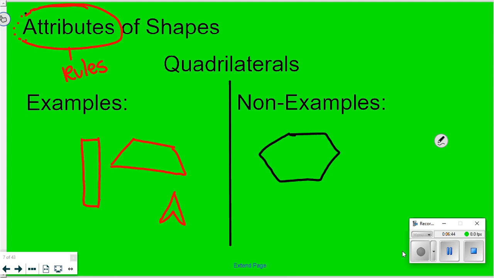Is it closed? Yes. Well, that's part of the rules to be a quadrilateral. So is this shape called a quadrilateral? No. It has to have all the rules. So yes, it's closed. There's no holes. But it has way too many sides and way too many corners. Great job, Ariana. Kinsey, draw me another non-example, please.